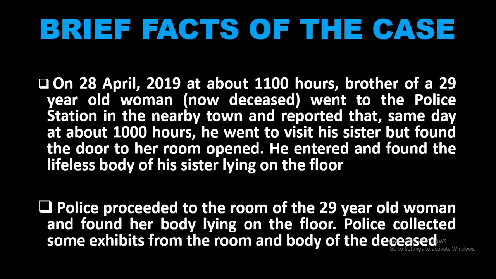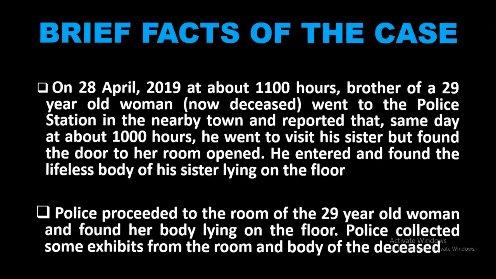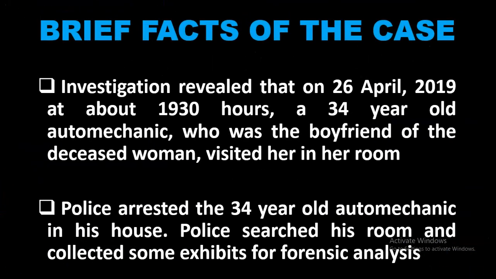Police proceeded to the room of the 29-year-old woman and found her body lying on the floor. Police collected some exhibits from the room and body of the deceased. Investigation revealed that on 26 April 2019 at about 1930 hours, a 34-year-old automechanic, who was the boyfriend of the deceased woman, visited her in her room. So police arrested the 34-year-old automechanic in his house to aid investigation. Also, police searched his room and collected some exhibits for forensic analysis.